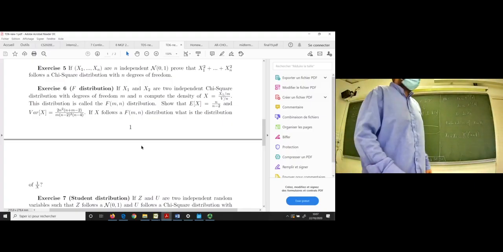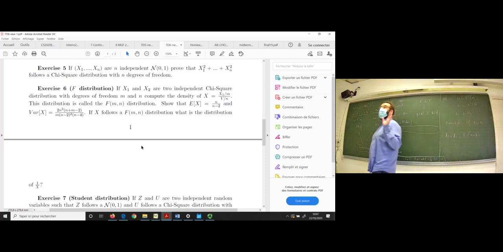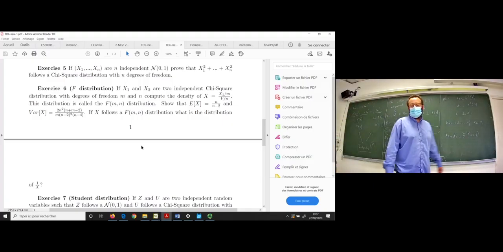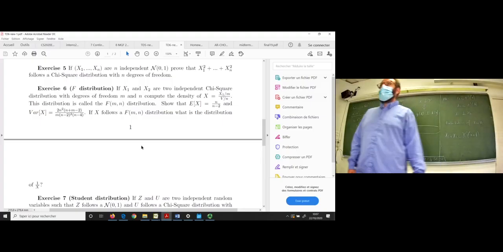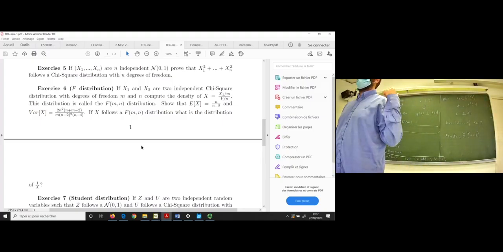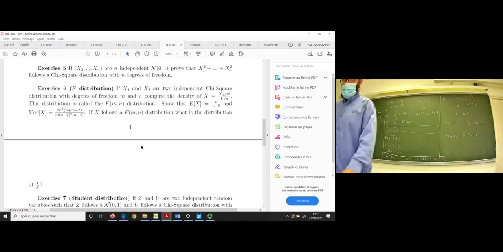So before we continue the exercise, I will spend just 5 minutes in order to finish the course concerning moment generating function. It remains to do one slide, okay? And after we will continue the exercise. Do you have some question concerning what I have done here? It's okay? So I will start after this. Okay?